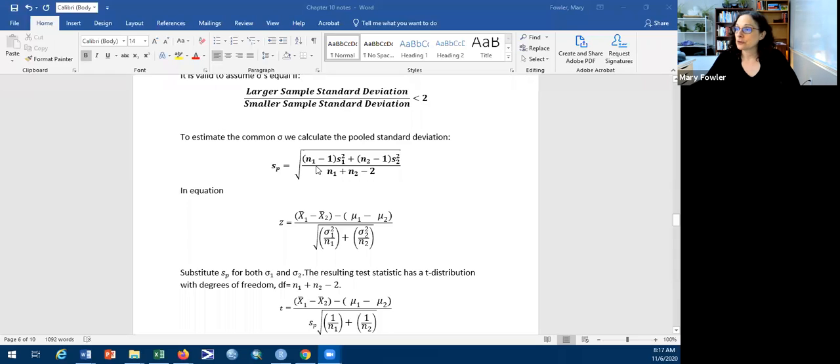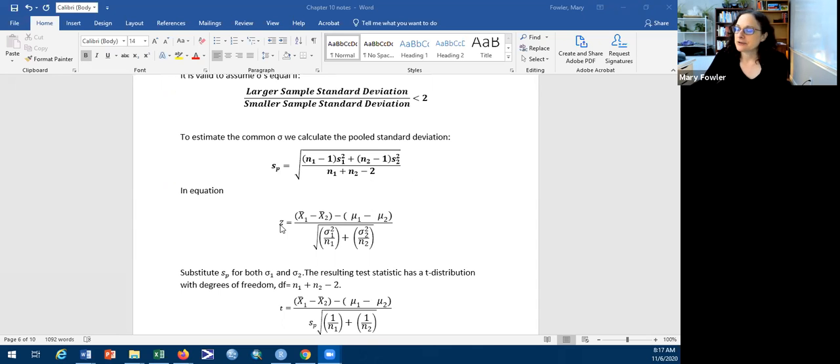So SP is equal to the square root of N1 minus 1 times S1 squared plus N2 minus 1 times S2 squared, divided by N1 plus N2 minus 2. Now, I know this looks like a complicated formula, but I almost never have to take points off of the final exam for this formula; people really do get comfortable using it. I'm even going to give you some internal checks to see if you're on target with your SP. Even though the formulas seem a little complicated, I think we should be able to have a lot of success with them.